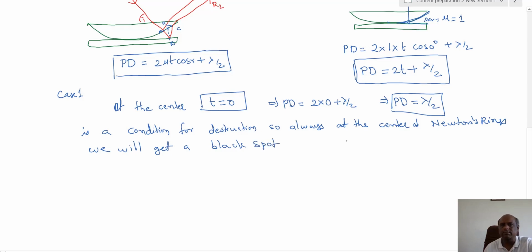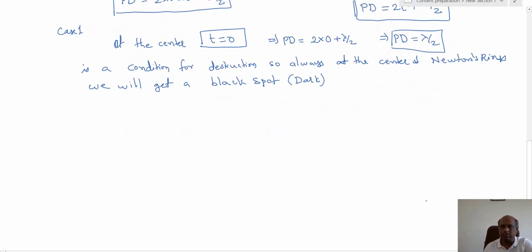So why is the central spot of Newton's rings always dark? The reason is this one. At t equal to 0, the path difference becomes lambda by 2, which is a condition for destruction. So always at the center of Newton's rings we will get a black spot. This is case 1. And coming to case 2.